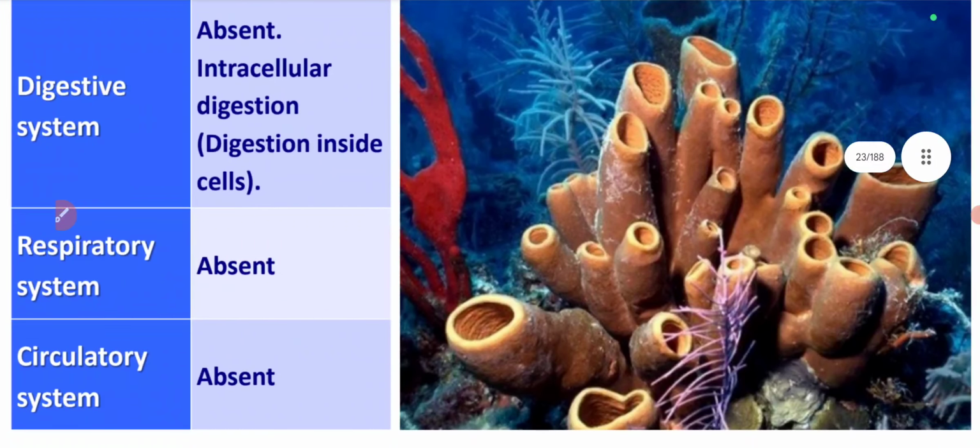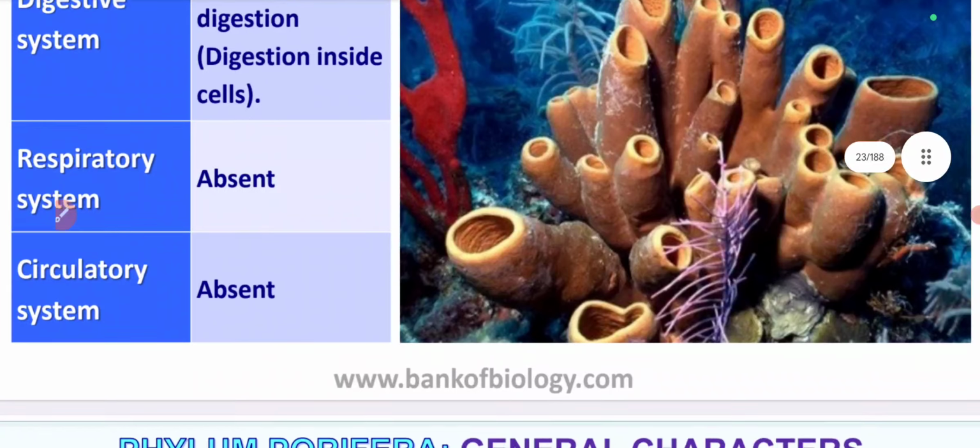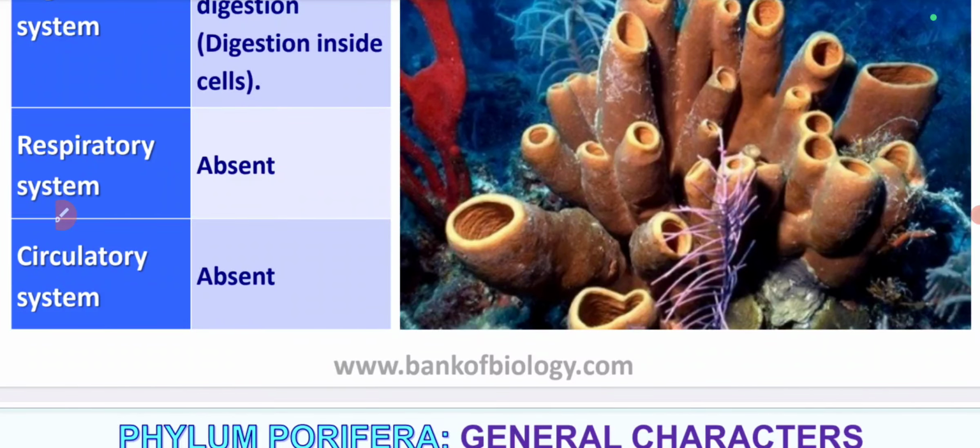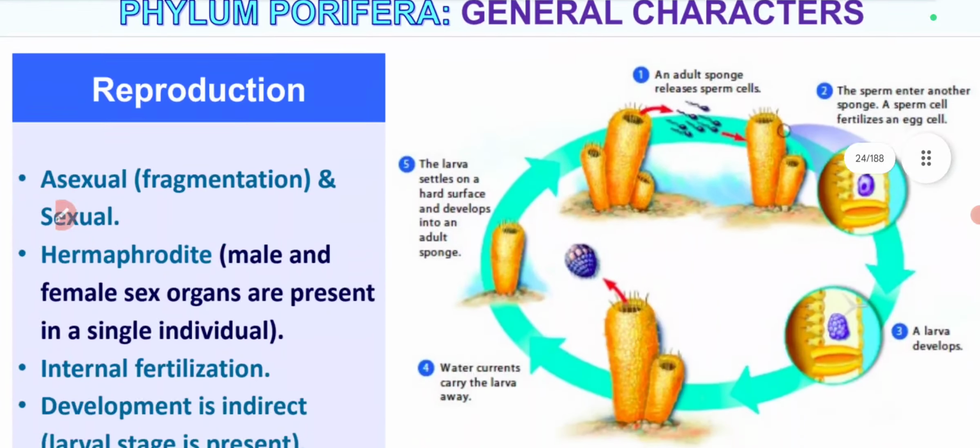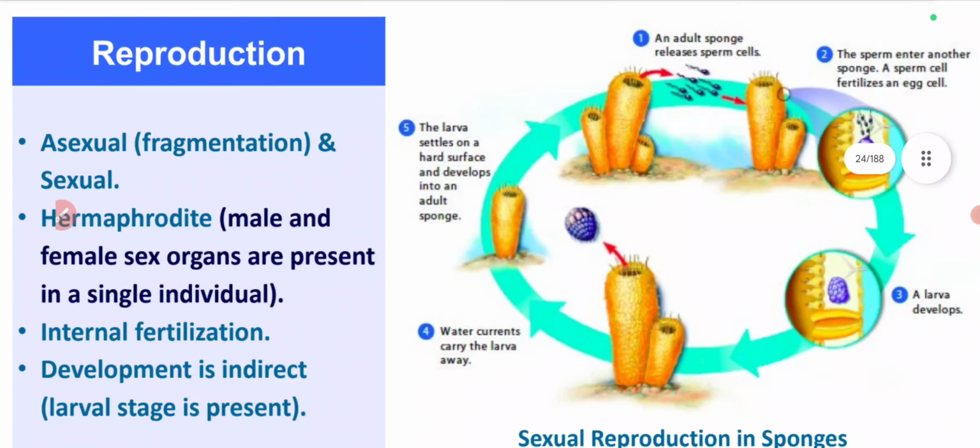Digestive system absent, and digestion is intracellular, that is, the digestion is inside the cells. Respiratory system absent, circulatory system also absent. General characters: reproduction is asexual by fragmentation, and sexual reproduction.